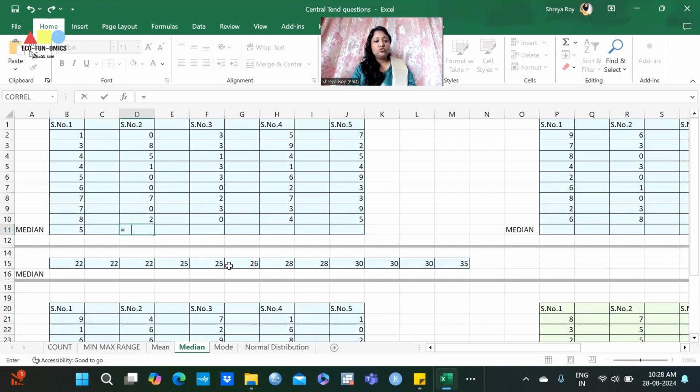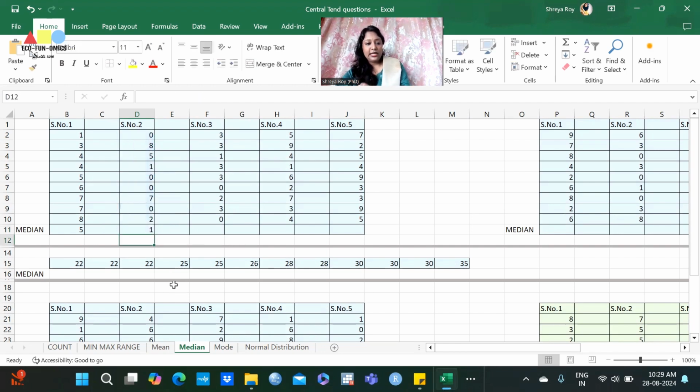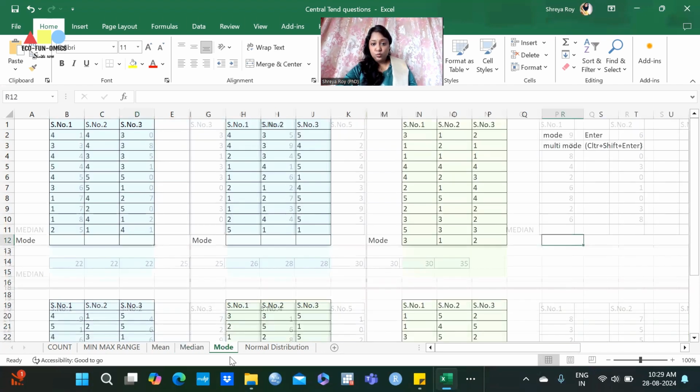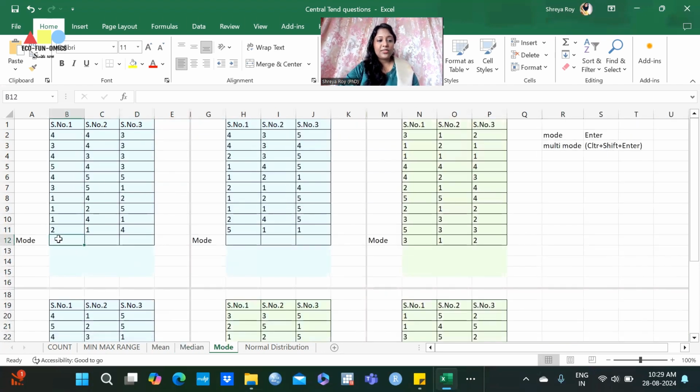Okay, is equal to MEDIAN, open bracket, select all the observations, close bracket, enter. Okay. Going to mode. Okay. So for mode, there are two things which we need to keep in mind.